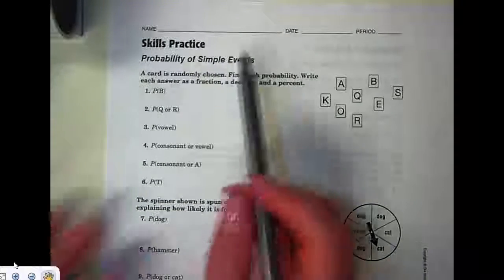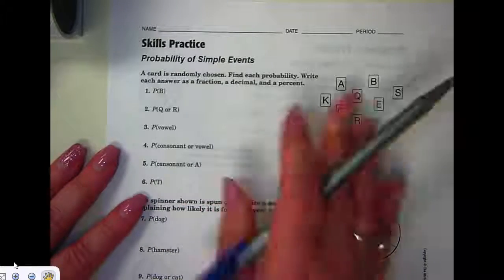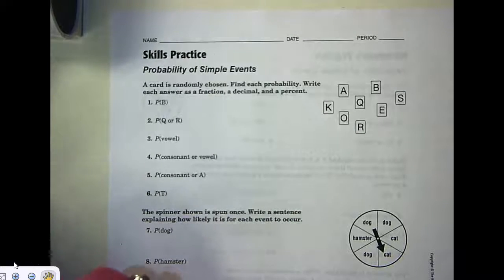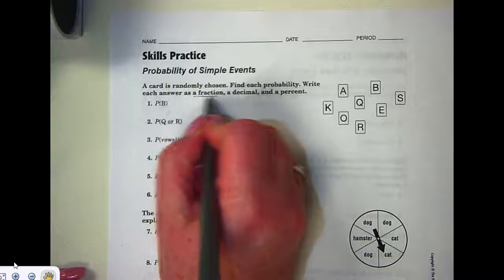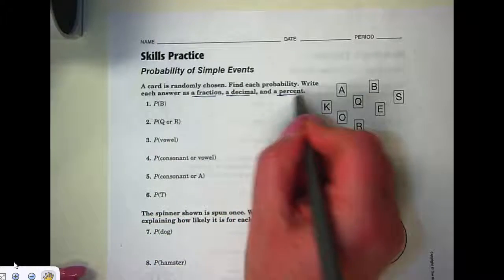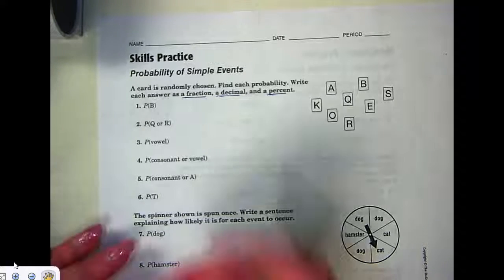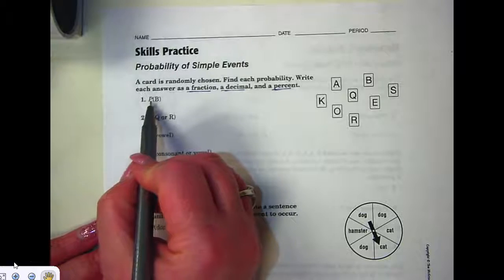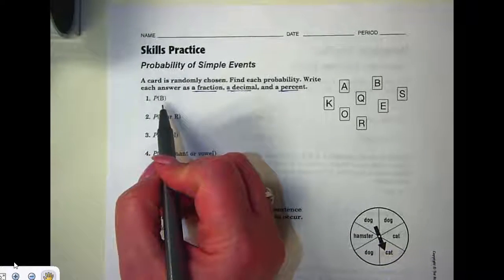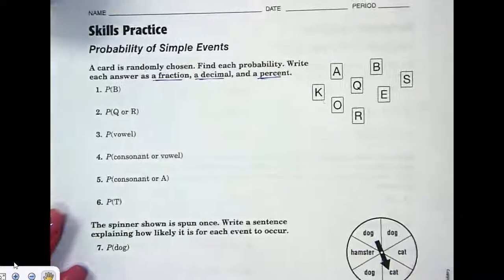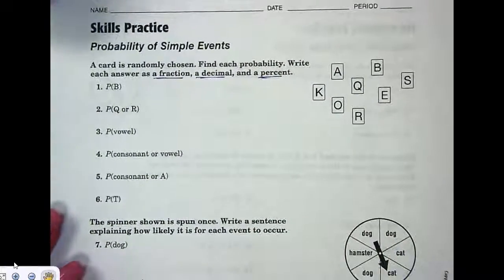Okay. A card is randomly chosen. These are the cards. They're flipped upside down so you can't see what they are. So we're talking about the probability of a simple event. Write each answer as a fraction, a decimal, and a percent. Okay? Number 1 says, what is the probability? That's what that capital P means. What's the probability that you will draw a B? Let's think about what the fraction is. So if I draw those cards, what's the fractional probability that I'll draw a B?